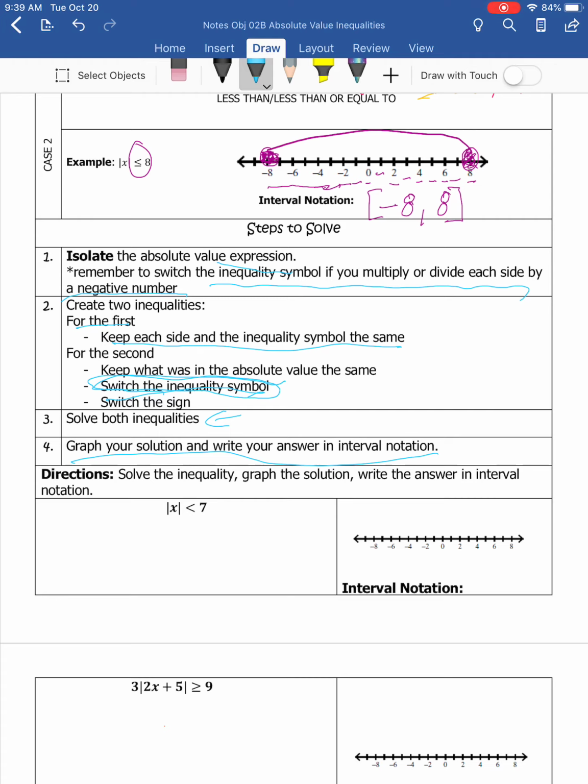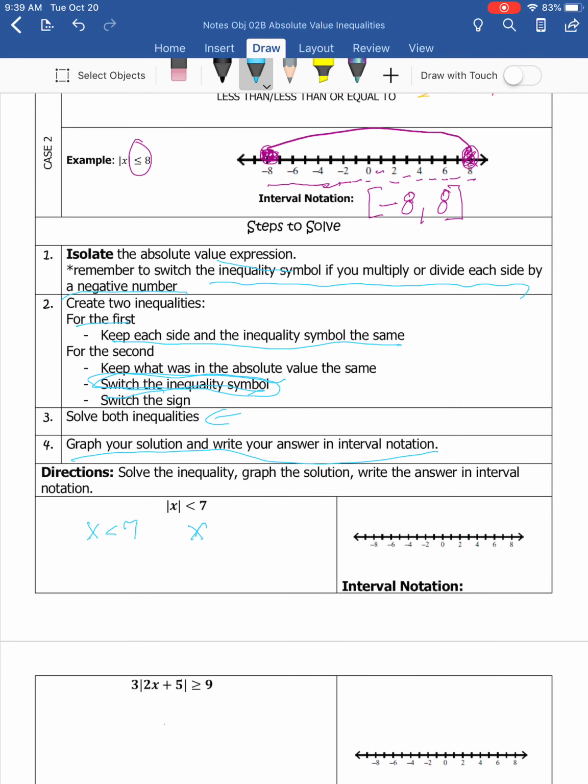And so we have either x is less than positive 7 or x's, and we're going to do the keep switch switch. Okay, so I keep what's in my absolute value, I switch the inequality symbol, and I switch the number. So instead of positive 7, this is negative 7. There's really not much solving to do with this, so now I'm ready to graph my solutions.